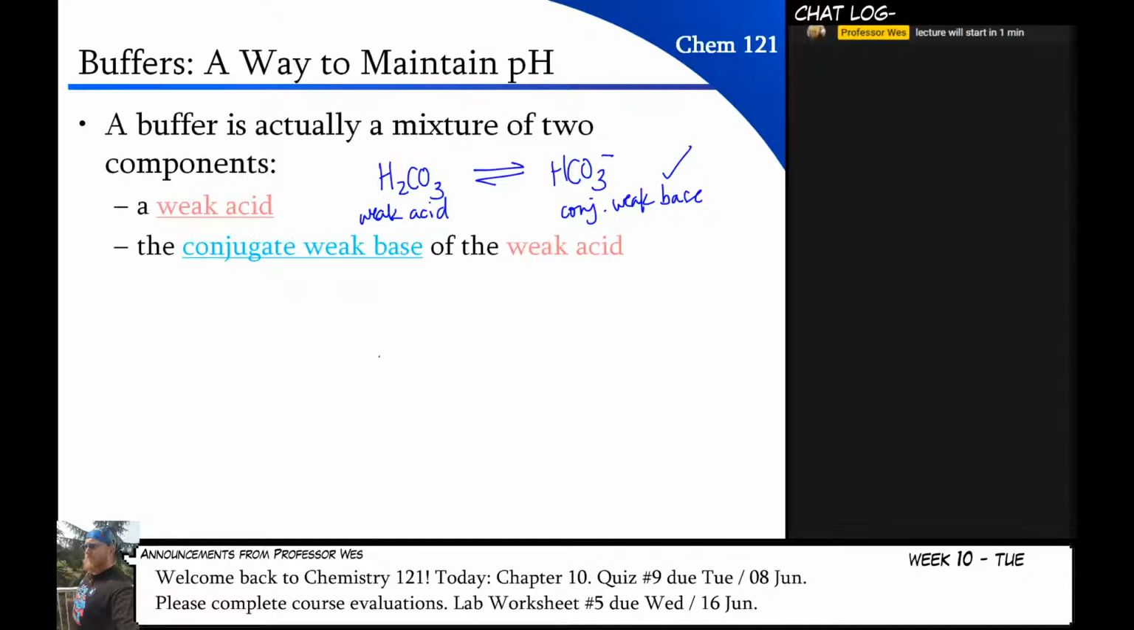What about something like HBr? Could I use HBr and Br minus? They're conjugates, but this is a strong acid. So this will not work and will not form a buffer. You must use a weak acid and its conjugate base.